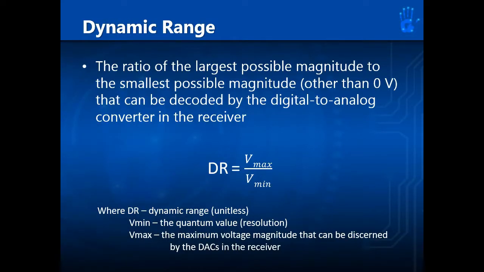Next, dynamic range. Dynamic range is the ratio of the largest possible magnitude to the smallest possible magnitude, other than 0 volts, that can be decoded by the digital to analog converter in the receiver. The formula is dynamic range is equal to Vmax, which is the maximum voltage magnitude that can be discerned by the digital to analog converters in the receiver, divided by Vmin, which is the quantum value or resolution. Dynamic range is a unitless quantity.